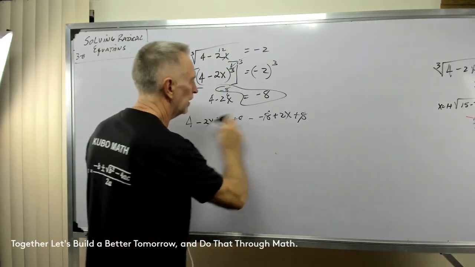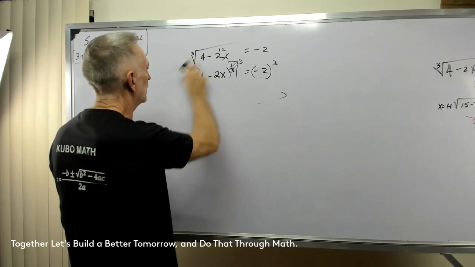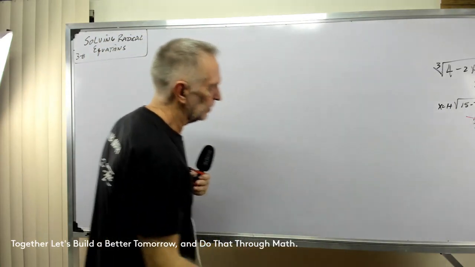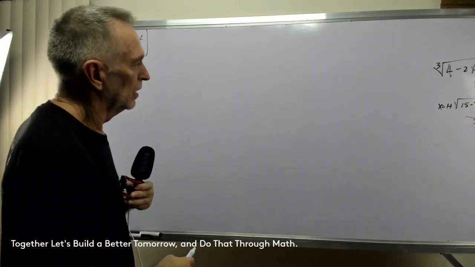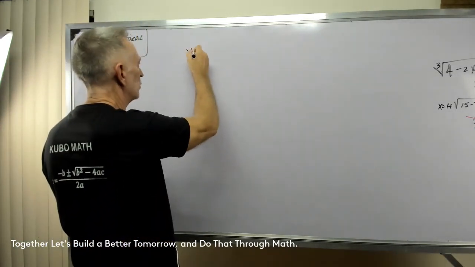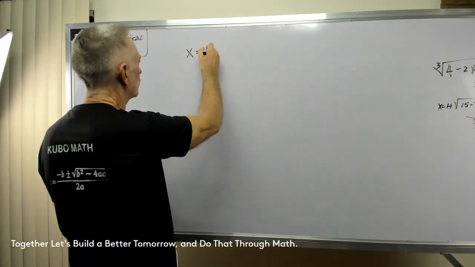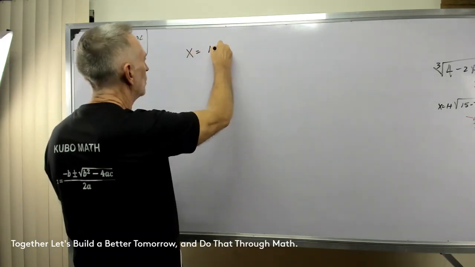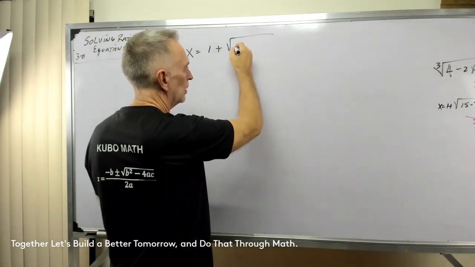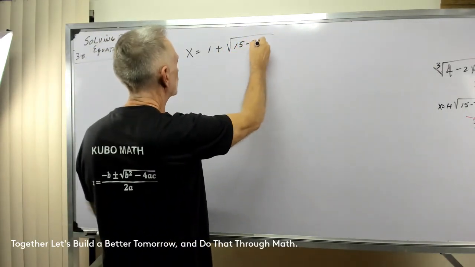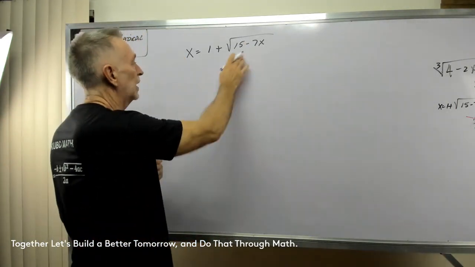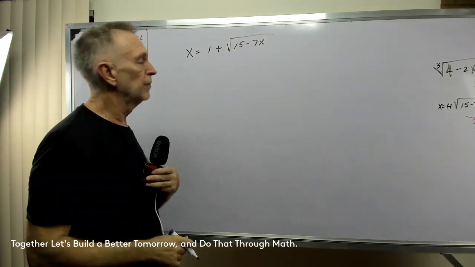Hopefully everybody's been studying. Best way to be able to do these is do them. All right, last one. This one has a few different tools we're going to need to use to solve this one. x equals 1 plus the square root of 15 minus 7x. Oh, we have an x on both sides, and one of them's under the radical.